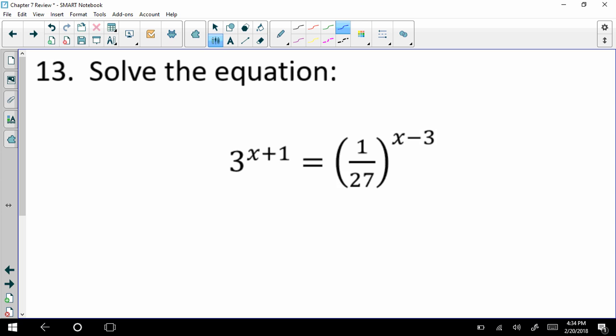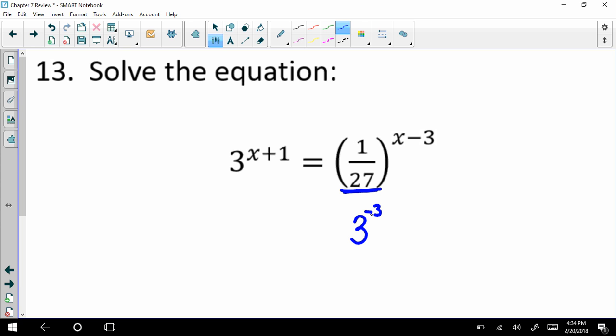Okay, so looking at this, we have a 3 to the x plus 1 power, so 1 base of 3, and then we have 1 over 27. Well, if you look at this number 27, I can rewrite it as a base of 3 raised to a power. So I'm going to take this, and then you ask yourself first, since there is a fraction here, then you know it has to be a negative exponent. And then you have to ask yourself, 3 to what power gives me 27? And it's 3 to the third power. So that's how you figure out how to change this base.